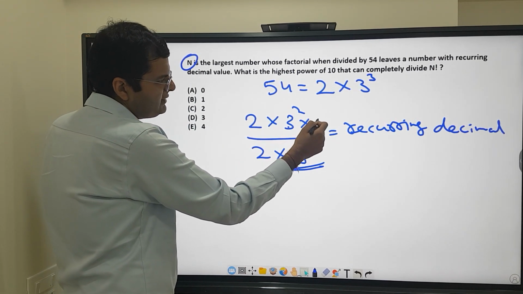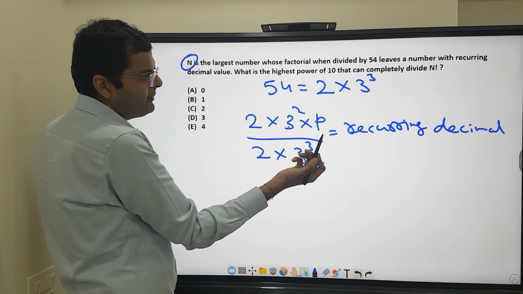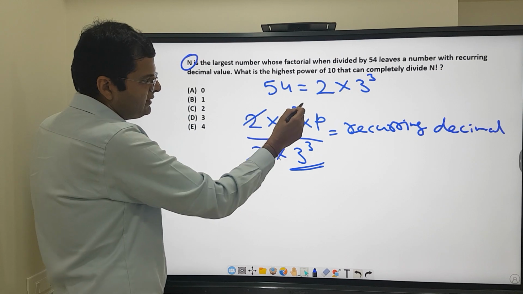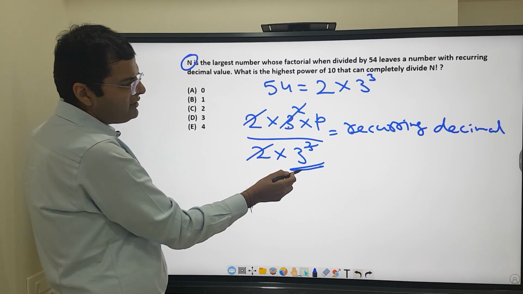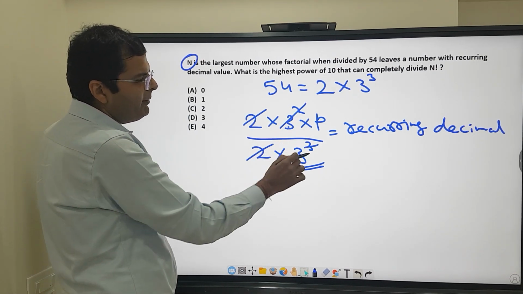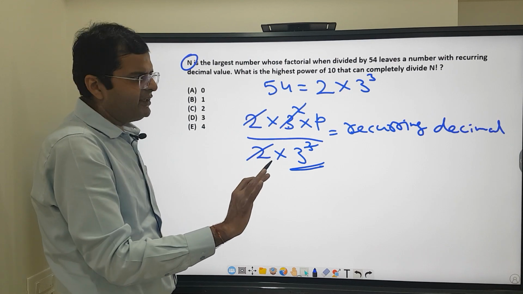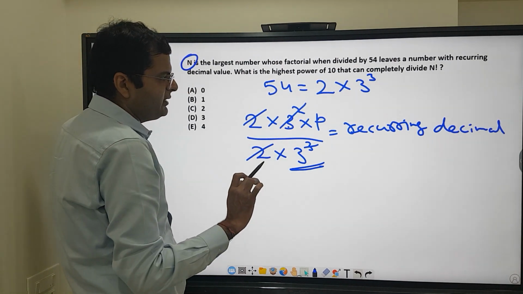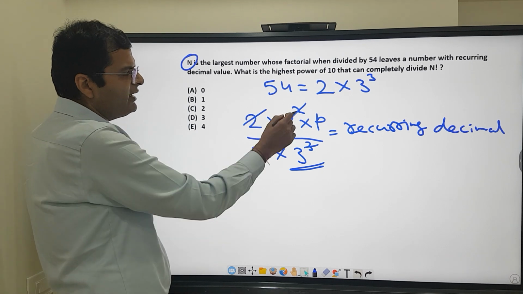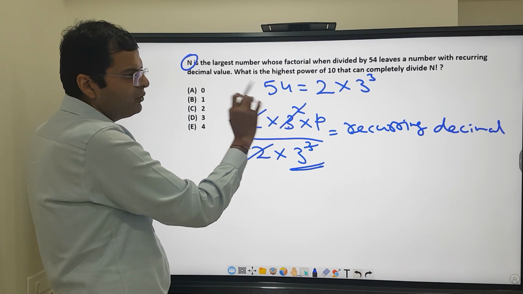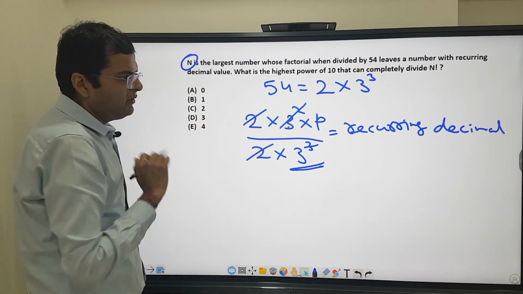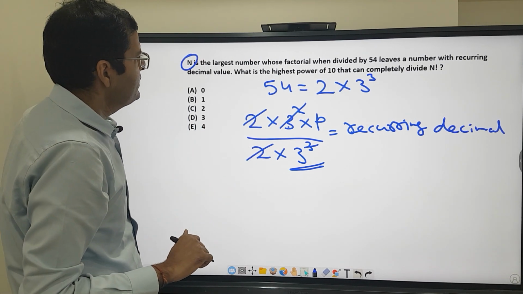And whatever it is, some number being multiplied by it. If a number is like this, the 2 gets cancelled, the 3 square gets cancelled, and I have a 3 left at the bottom. So it will become p by 3, where p does not contain 3. So this will give me a recurring decimal. That is how it is. So I need a power of 2 with 3 in the numerator. This is what I need for it to be a recurring decimal.